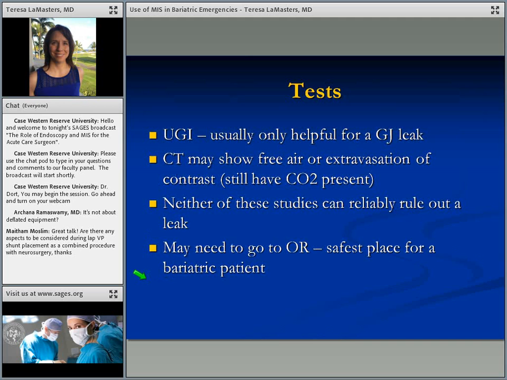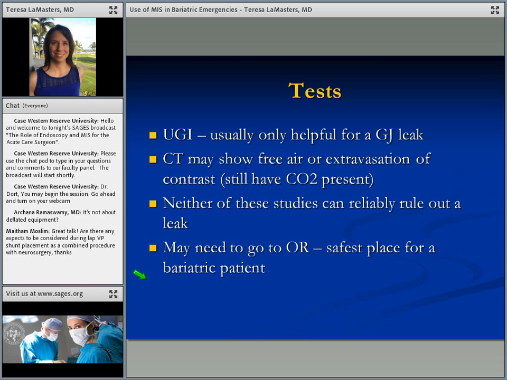Tests to help you determine if there is a leak. An upper GI can be helpful, but it's usually only helpful if the leak happens at the gastrojejunostomy, way up at that top little pouch. Usually if it's lower down and it's the intestinal anastomosis, it's not going to show up. A CT can be helpful because it may show some free air or extravasation of contrast.